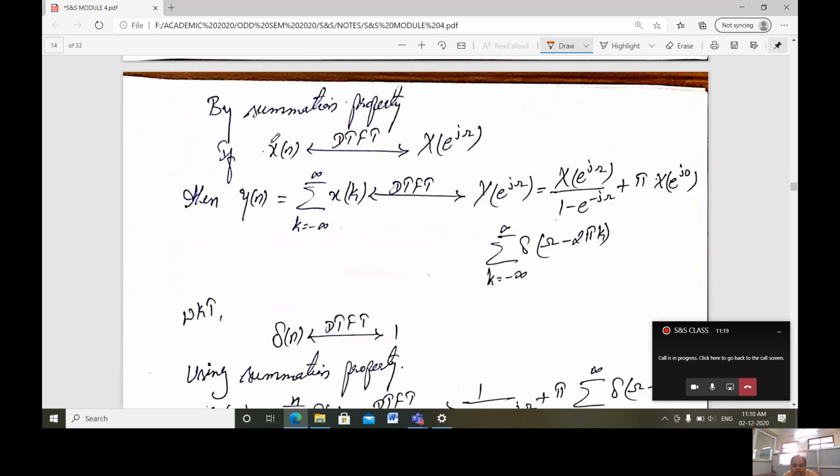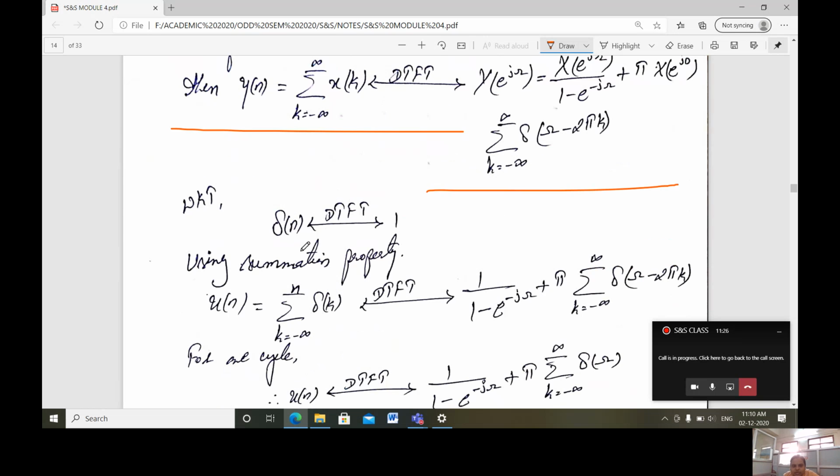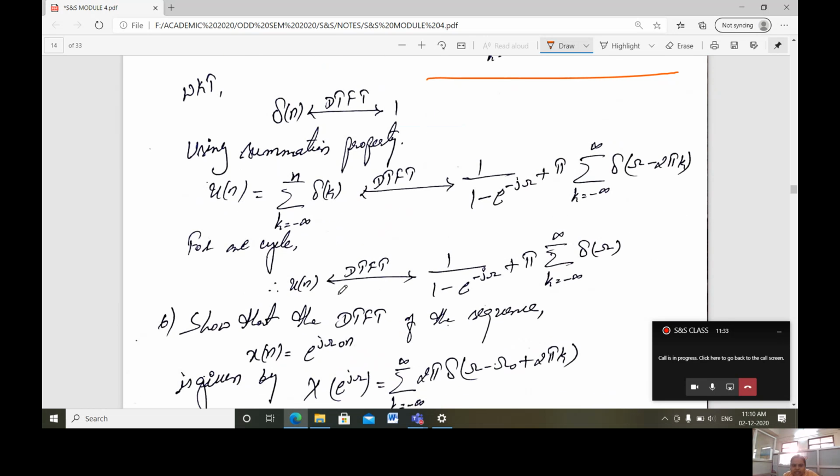Therefore, by using the summation property, we have already gone through this. Based on the summation property, we know that for delta of n, the DTFT is going to be 1. Using the summation property, I can write that u of n is summation k varying from minus infinity to n delta of k. The DTFT is going to be 1 divided by 1 minus e raised to minus j omega plus pi summation k varying from minus infinity to plus infinity delta of omega minus 2 pi k.